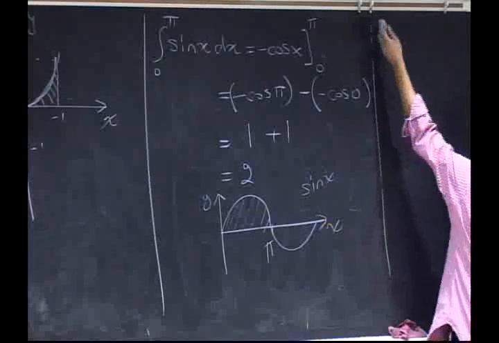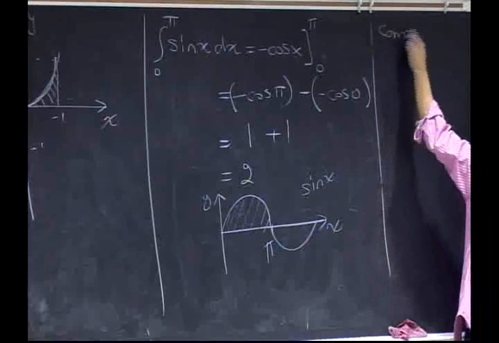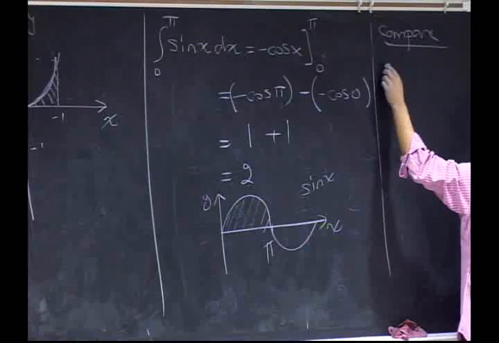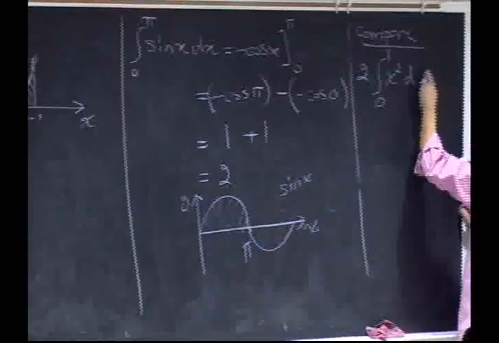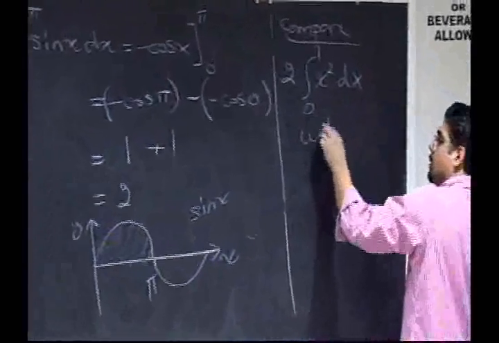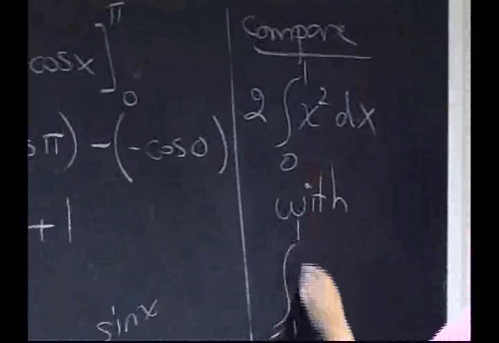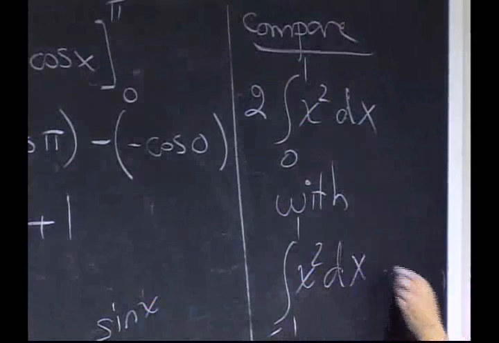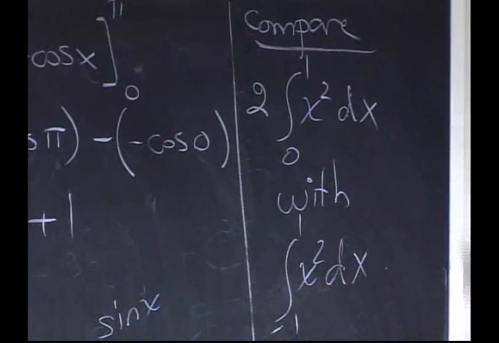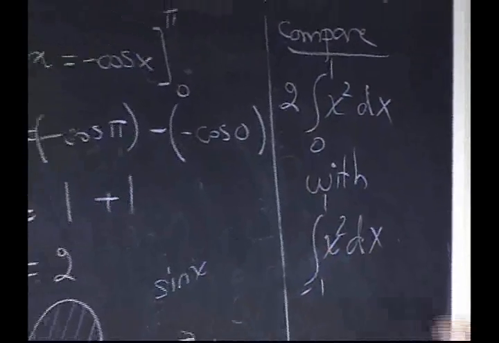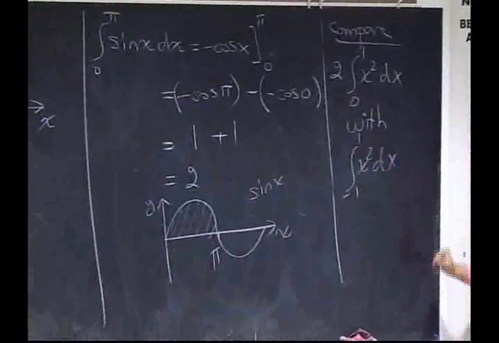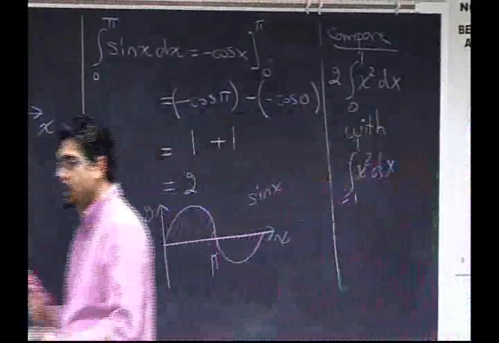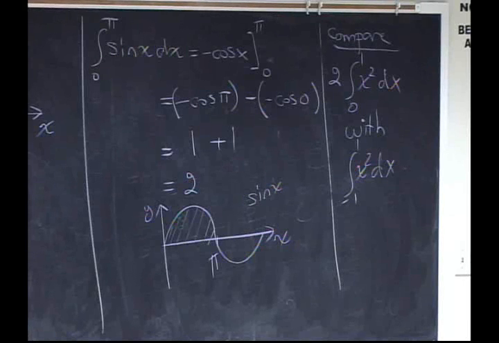Okay, and then finally, let's compare this with this. We want to do these two integrals and compare them. This was twice the integral from 0 to 1 of x squared dx. This is the integral from negative 1 to 1 of x squared dx. And then we're going to see why what we get makes sense geometrically.